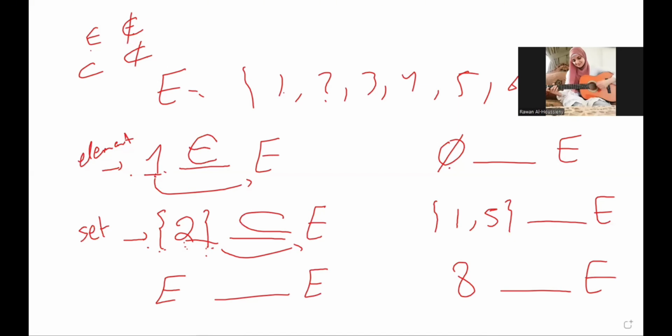The empty set, we said, is in every set, so the empty set is a set relative to a set, meaning it's a subset of it. Then 1, 5 is a set. The 1 exists in E and the 5 also exists in E, so it's a subset of E. Let's look at the 8. The 8 here is without curly braces, so it's an element, so we have to use belong or does not belong. In this case, 8 is not an element of the set E, so we say that 8 does not belong to E.